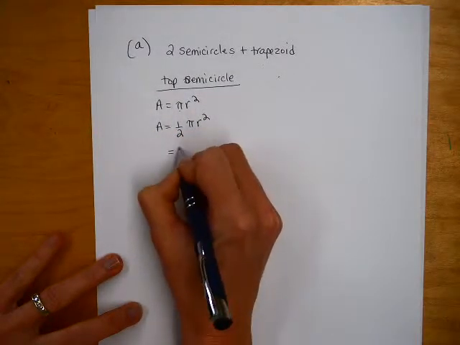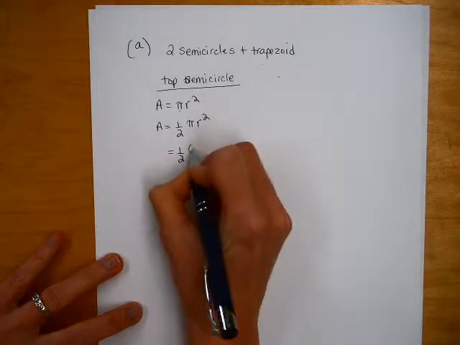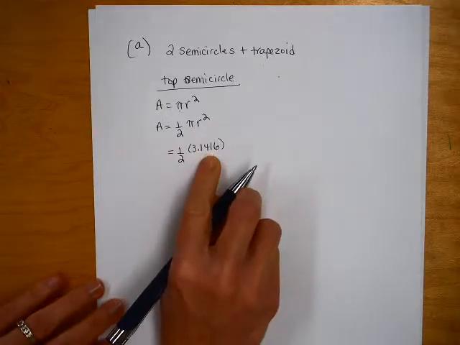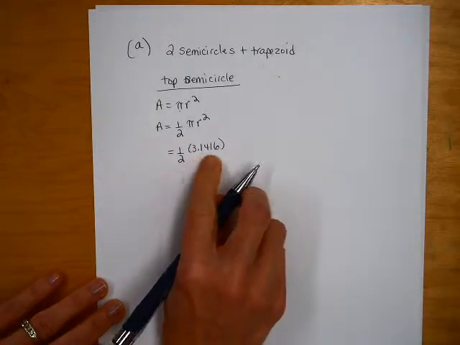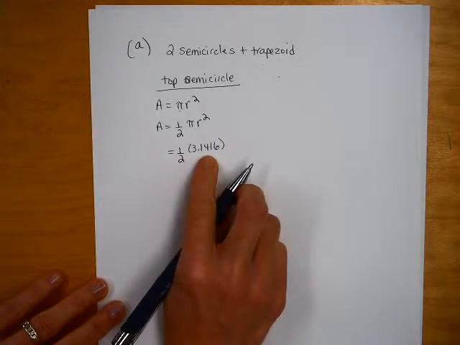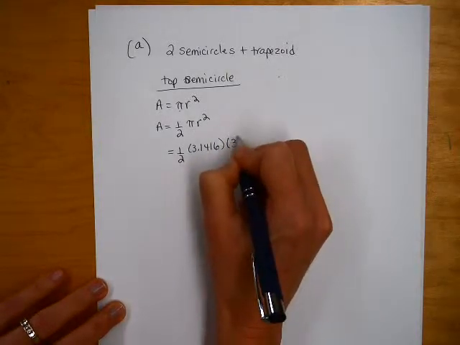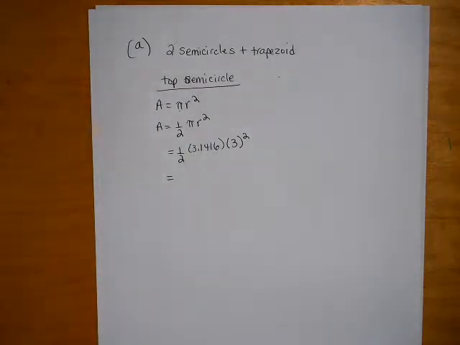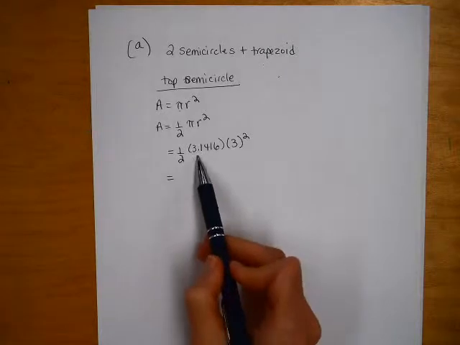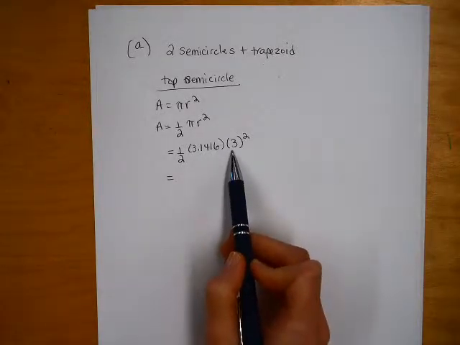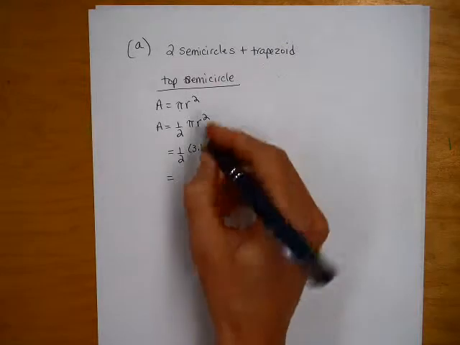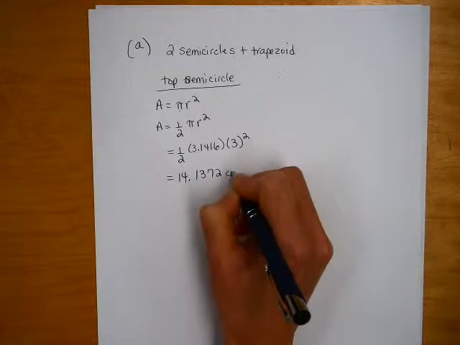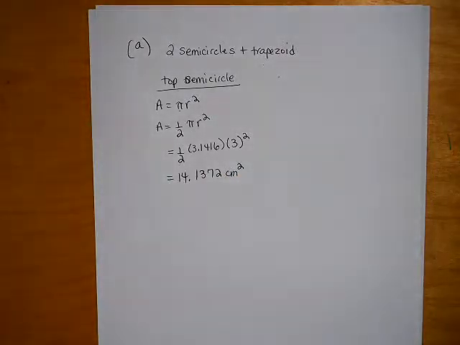So the area of that top semicircle will be 1/2 times 3.1416. Notice that I'm using a little bit more specific decimal for pi than just 3.14, times our radius, which we said was 3, so 3 squared. I would type that into my calculator as 0.5 times 3.1416 times 3 squared, and that gives you 14.1372, and since this is area, that would be square centimeters.